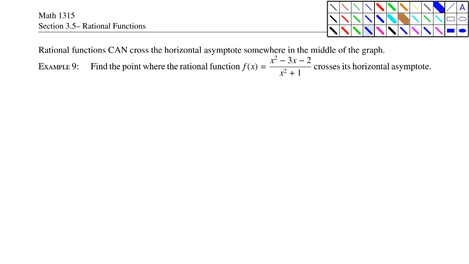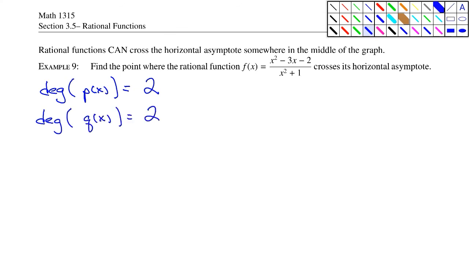Example 9. Find the point where the rational function f of x equals x squared minus 3x minus 2 over x squared plus 1 crosses its horizontal asymptote. So first, let's find the horizontal asymptote. Let's take the degree of the numerator, that's 2, and then the degree of the denominator, which is also 2. And since they are equal, that means the horizontal asymptote is equal to the ratio of the lead coefficients. Well, this is just 1 over 1, which is 1.